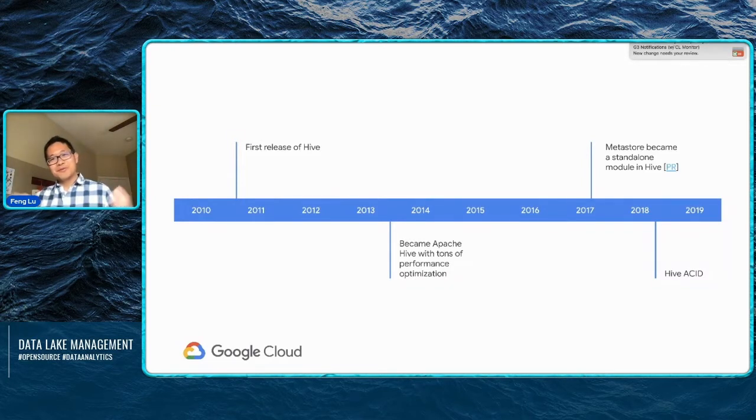A few years after, people realized the importance of Metastore, and they tried to push Metastore as a standalone module in the Hive repo. I think the first PR was probably sent out in 2017. And then very recently, recognizing the need for providing transactional rates, in recent years the Hive community has been focusing on introducing ACID capabilities on Hive managed tables.